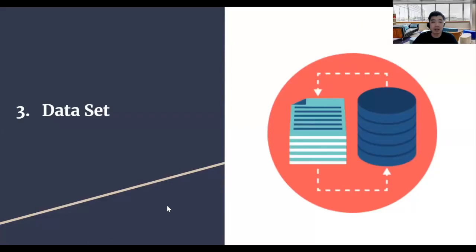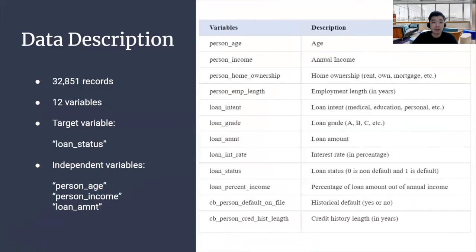Let's now take a look at our data set, which should be used to train our model. So first of all, we have the data description. So from our data set, we have a total of 32,851 records with a total of 12 variables.